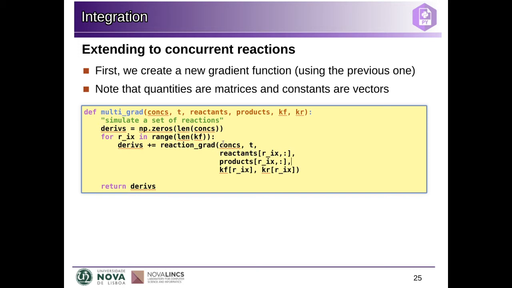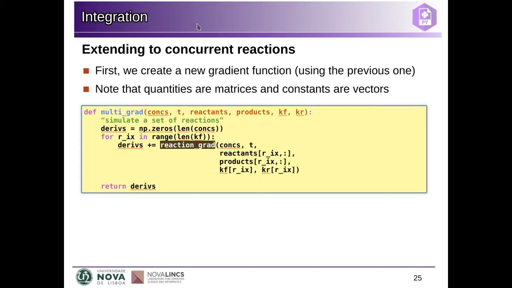So we're going to take this row of the reactants matrix, this row of the products matrix, this forward constant, and this reverse constant. And we're always using the same concentration. So we are frozen in time now, looking at what the different reactions are doing and adding all their effects. We start at 0 and then we add all the derivatives. This allows us to extend our program to use multiple reactions just by reusing the previous function and putting it into a loop to add all the derivatives.